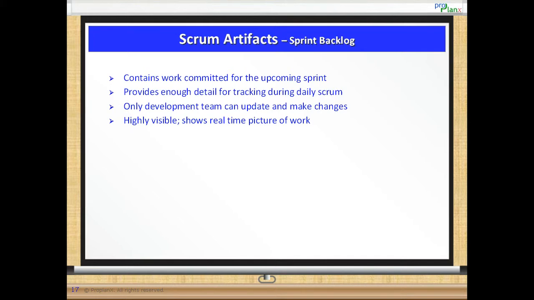Earlier, we noted that once a sprint starts, no changes are allowed to the sprint backlog by the customer. On the other hand, only the development team is allowed to update and make changes as required. This backlog should be placed in a highly visible location so that all stakeholders have a clear and real-time picture of the work done.